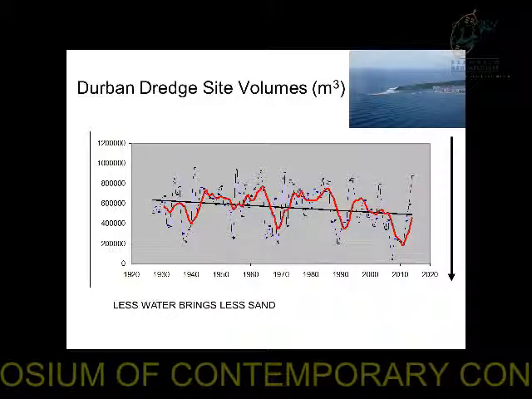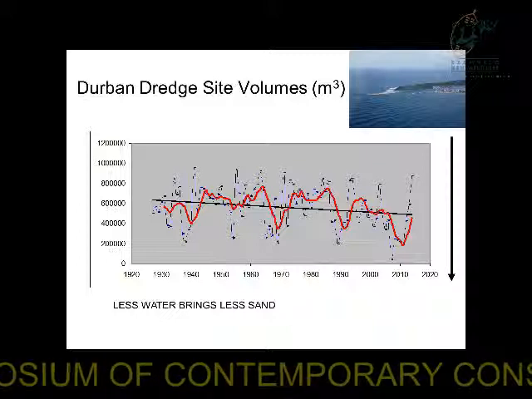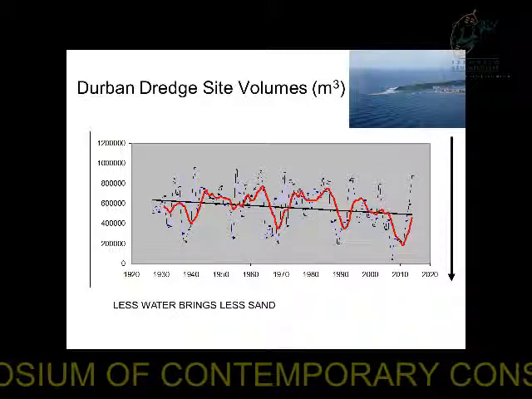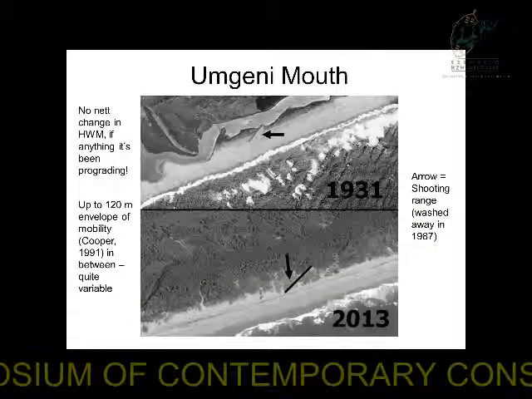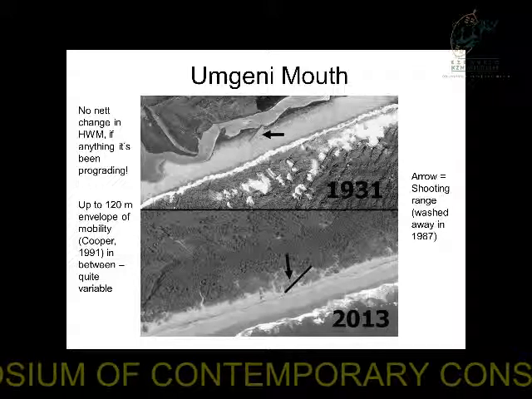So less water, or less rainfall, and less sediment coming down the beaches because of interruptions might be bringing less sand down. But now we've got to say, well, is this actually affecting us? What about the long-term trends here?